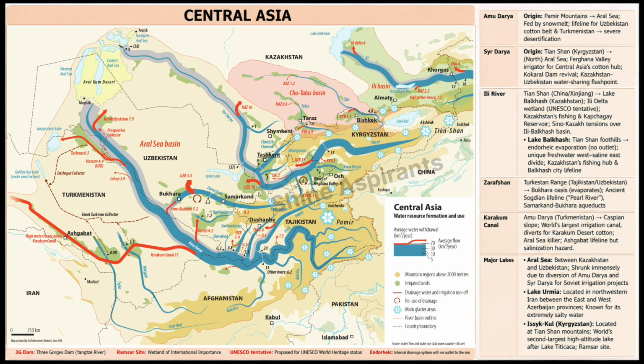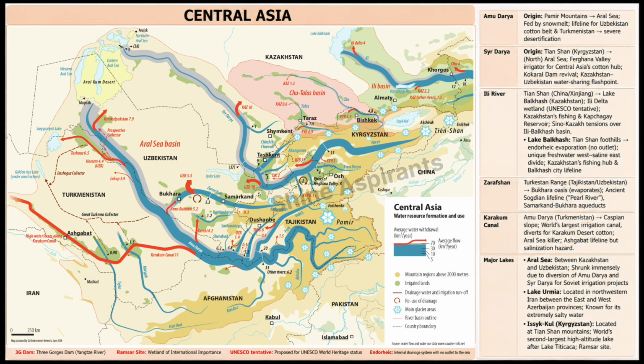Lake Urmia, Iran. Located in northwestern Iran between East and West Azerbaijan provinces. Known for its extremely salty water. Issyk-Kul, Kyrgyzstan. Located in the Tian Shan Mountains. World's second largest high-altitude lake after Lake Titicaca. Ramsar Site, wetland of international importance.